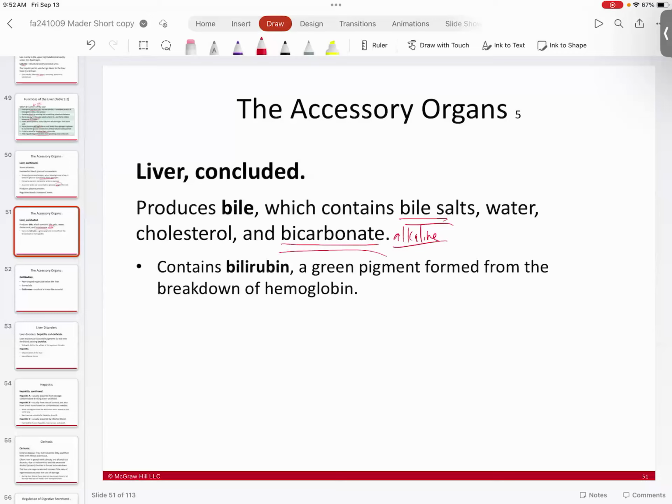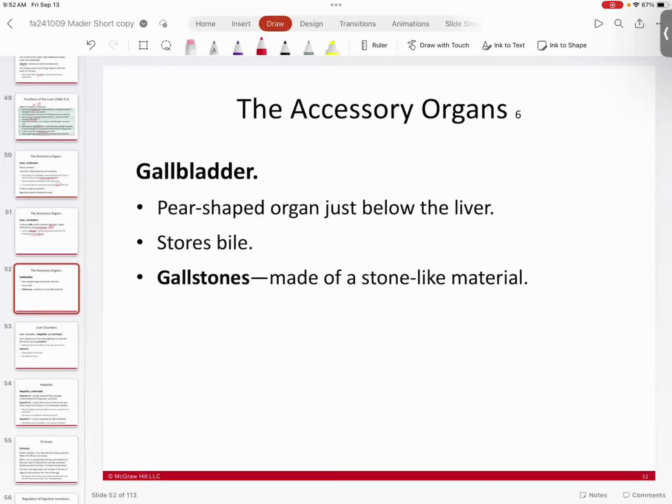One of the things that it does contain, however, is bilirubin. And the bilirubin is basically part of the pigment breakdown associated with your hemoglobin. So your hemoglobin, which is your red pigment in your blood that carries oxygen, is broken down and recycled. And part of its breakdown product is bilirubin. And so you put that breakdown product to use in your liver.